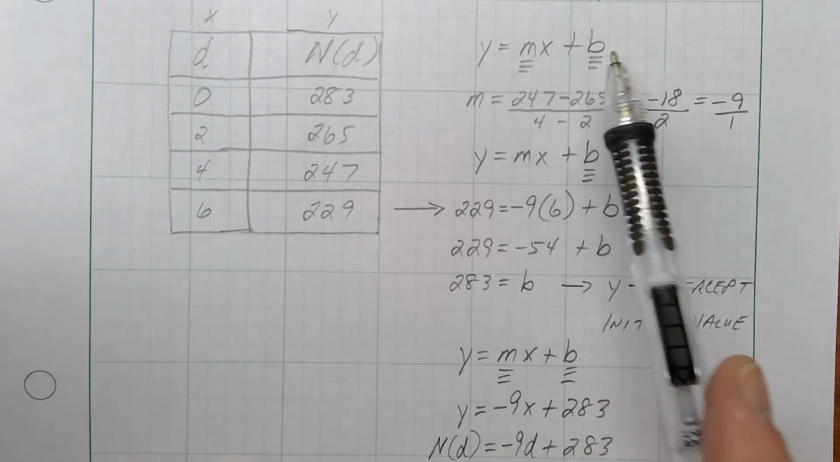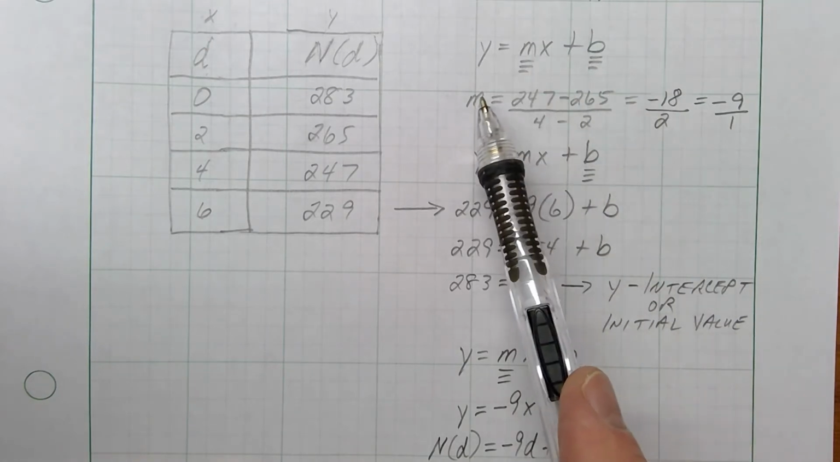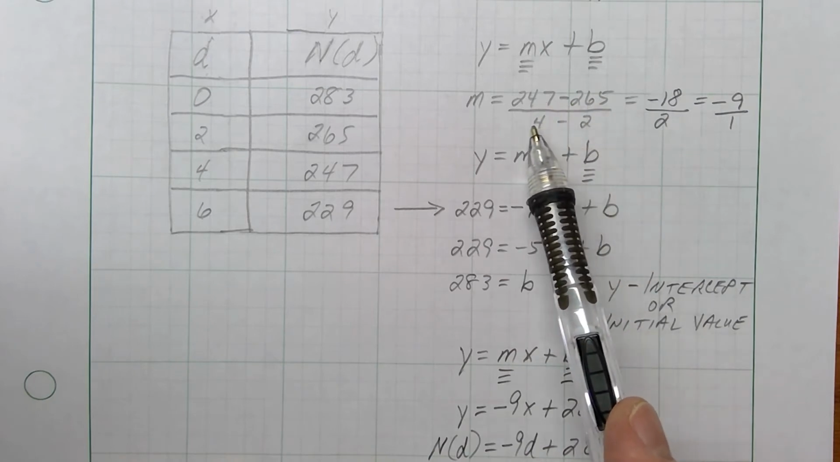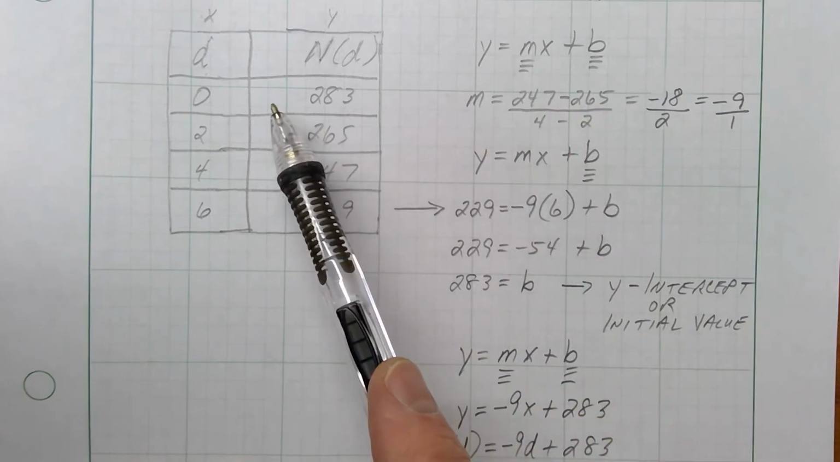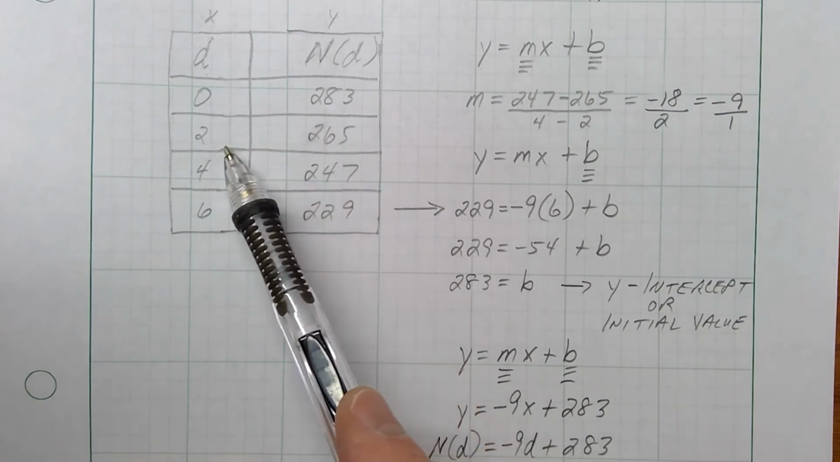So once you have those two numbers, you've got your equation. So I always start with the slope. I'm going to start with the slope, and I'm going to calculate it. And remember, the slope formula is y minus y over x minus x. And you can use any pair of numbers in the table. You can use this x and y, this x and y.